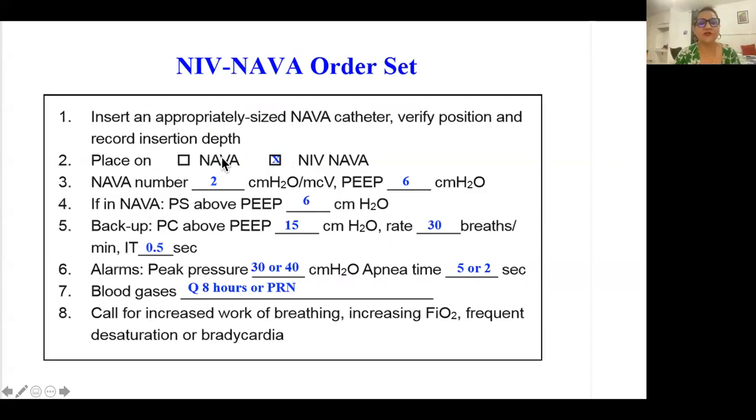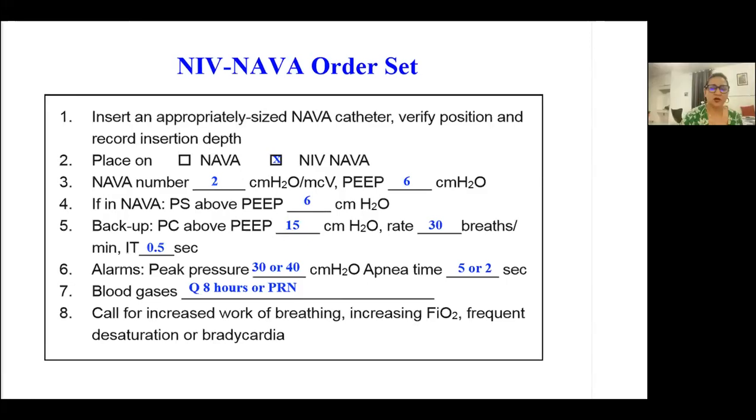And then you have to state whether you have put NIV-NAVA or invasive NAVA, what NAVA level you have kept, what PEEP you have to keep, what pressure you are keeping above PEEP, what the backup pressure and rate and inspiratory time are, what alarm you are setting for apnea time, and what alarm you are setting for the peak pressures. And depending on the baby, you will do the blood gases, and call for increased work of breathing, increased FiO2, frequent desaturation or bradycardia. Then you need to change the settings.